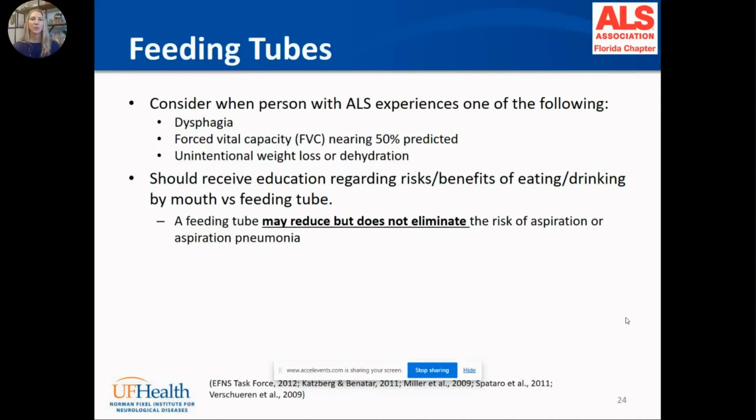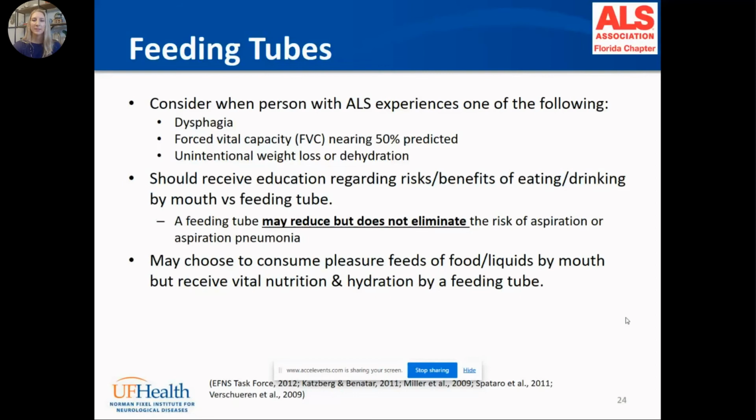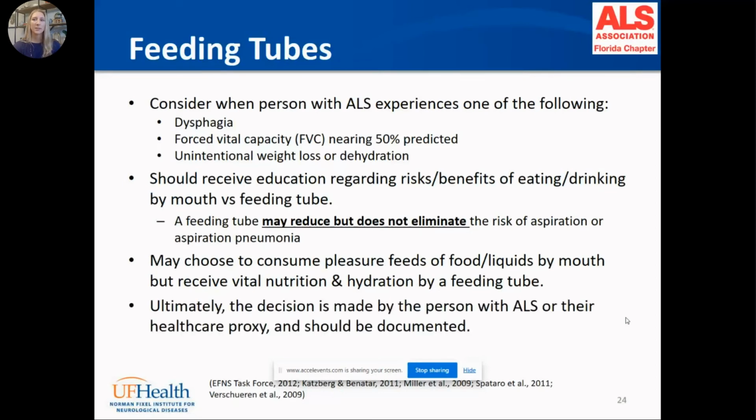And some people may choose to get a feeding tube because their forced vital capacity is nearing 50%, but they continue to eat everything by mouth. Some people will do a mixture of the two. So if they get fatigued after part of their meal, they might supplement with the feeding tube, and other people may have nothing to eat and drink and may solely get their nutrition and hydration. And it's important to know the feeding tube may reduce but does not eliminate the risk of aspiration or aspiration pneumonia. And some people make their decision, and that might change as the disease progresses, but it should always be documented, the patient's wishes.